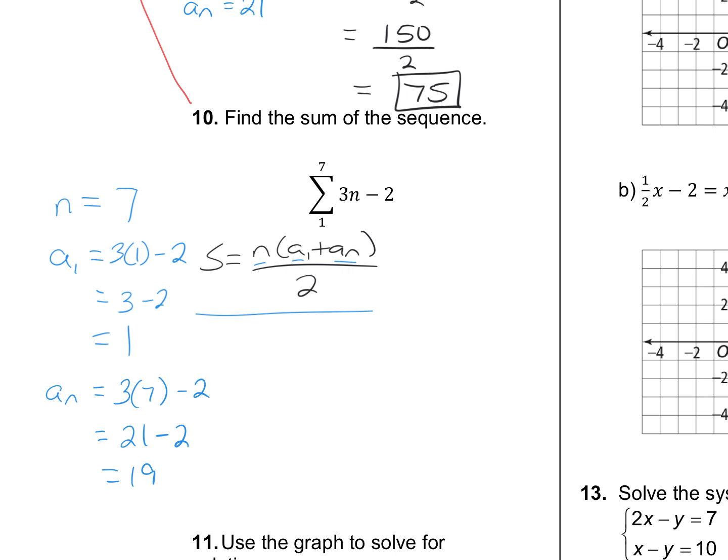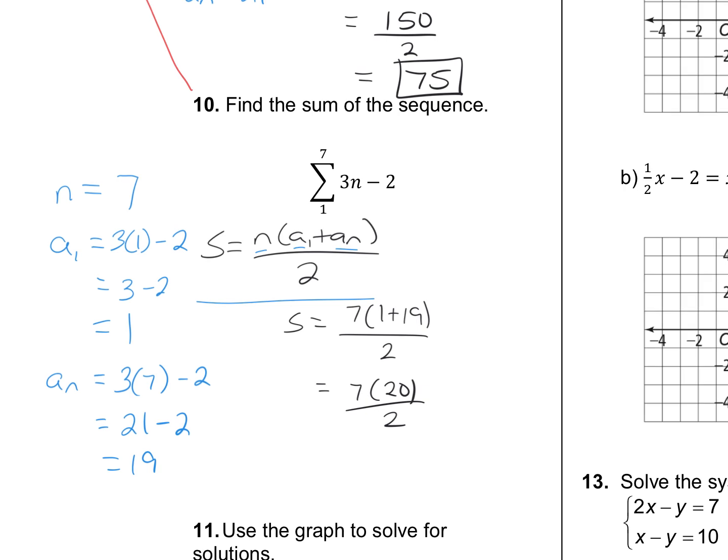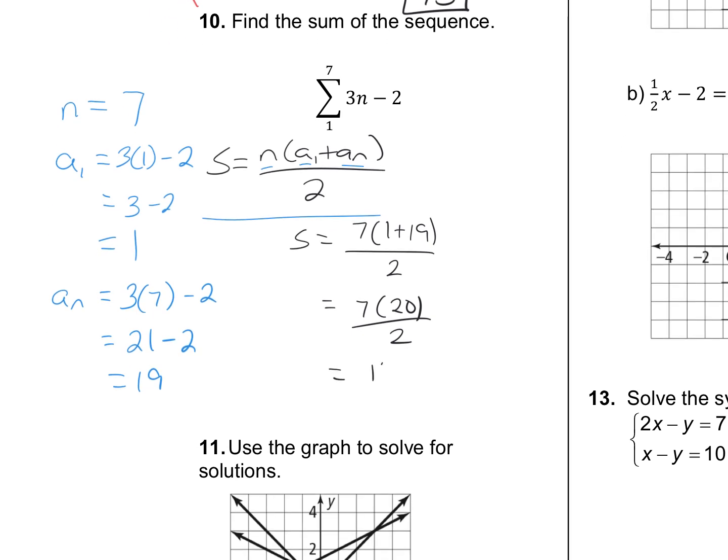Yes. So we just plug it in. S equals 7 times 1 plus 19 divided by 2. What's 1 plus 19? 20. 7 times 20? 140 divided by 2 is 70. Any questions on sequences? Moving on to number 11.